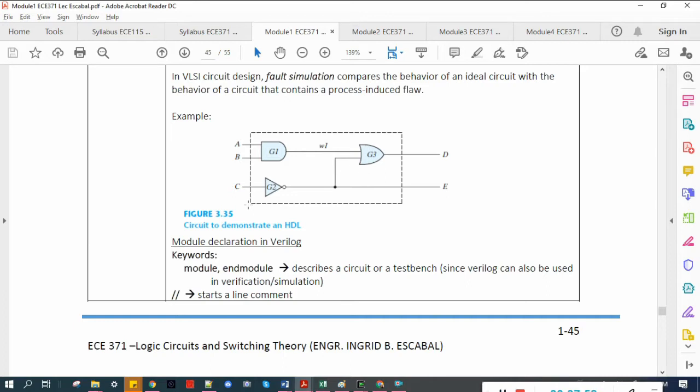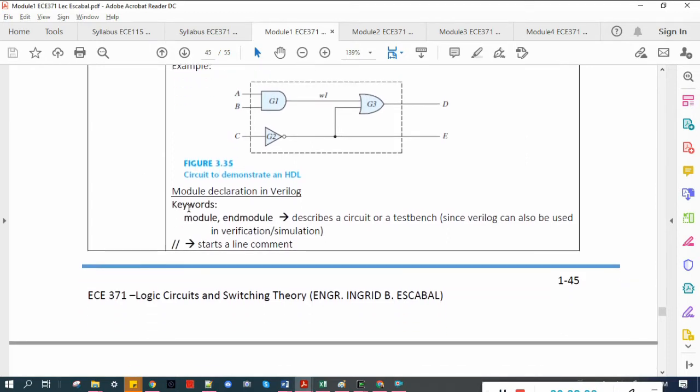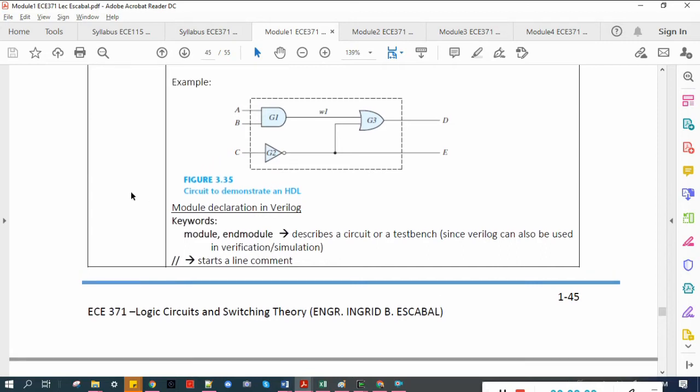Let's try to convert this into its Verilog equivalent. First, let's define a few keywords that we are going to use in our Verilog code. We have module, then the corresponding endmodule. This describes a circuit or a test bench, since Verilog can also be used in verification or simulation. So we have these keywords module and endmodule. We use them if we instantiate our circuit, design our circuit, or write a test bench.